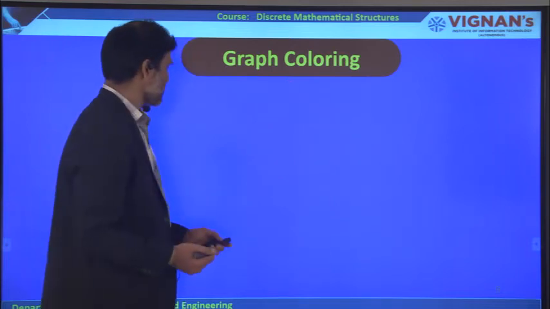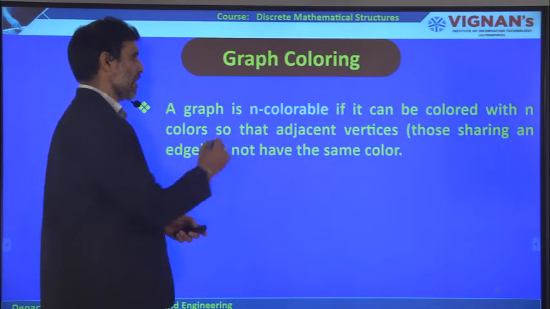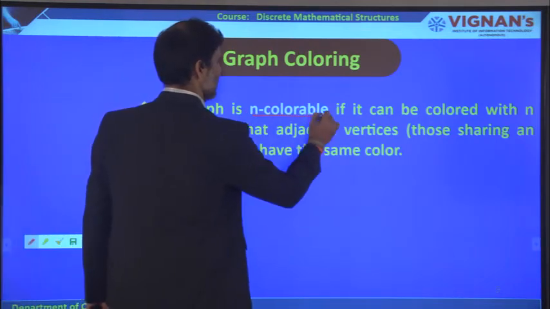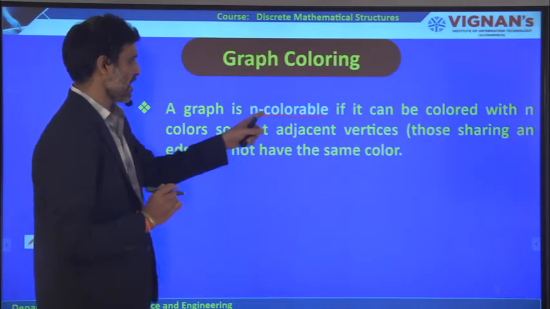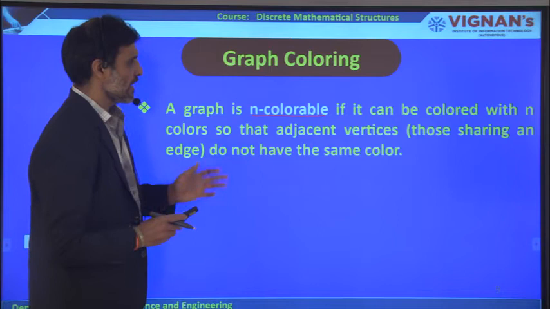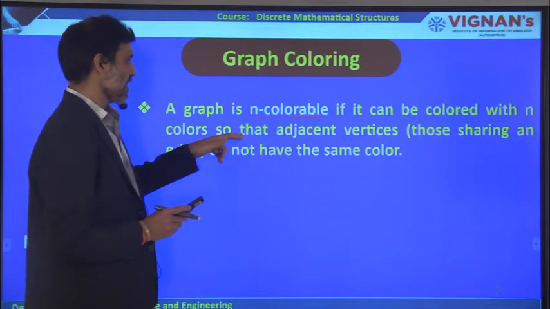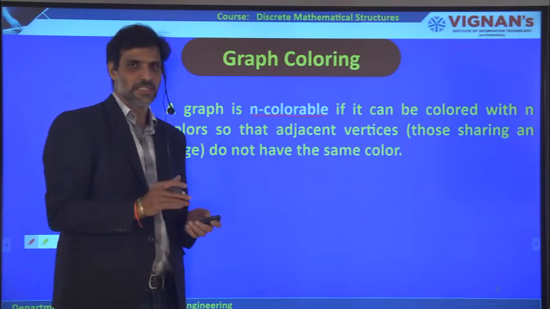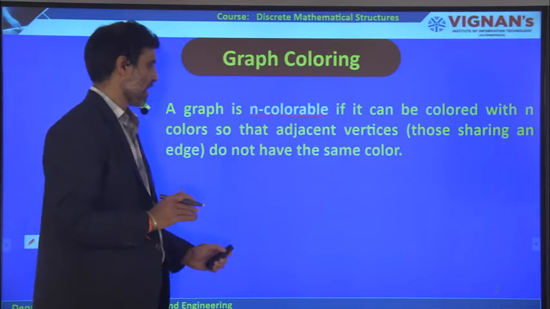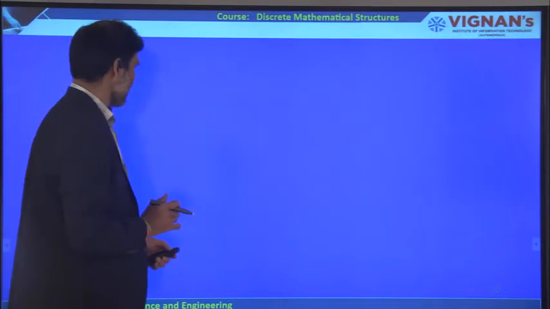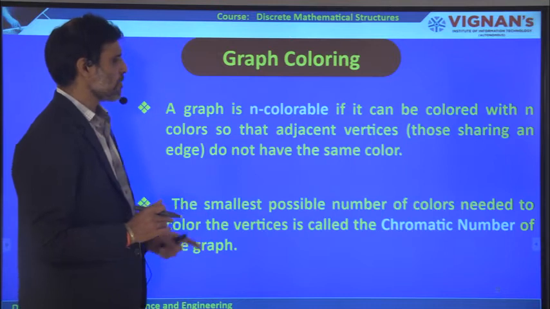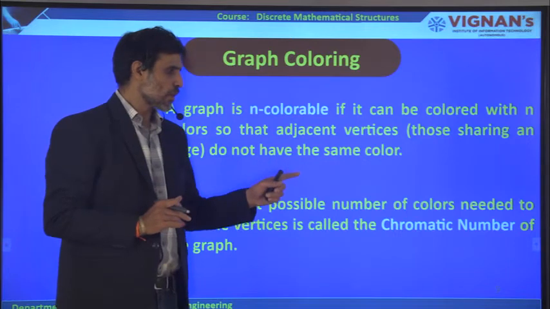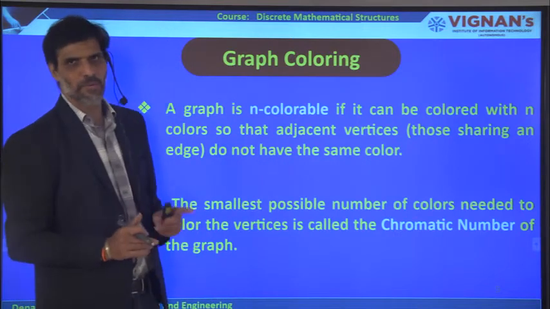So what is the definition? A graph is n colorable if it can be colored with n colors so that the adjacent vertices do not have the same color. That is what we discussed. The adjacent vertices must not have the same color. And what is the second important point here? The smallest possible number of colors needed to color the vertices is called the chromatic number of the graph. This is a very, very important definition.